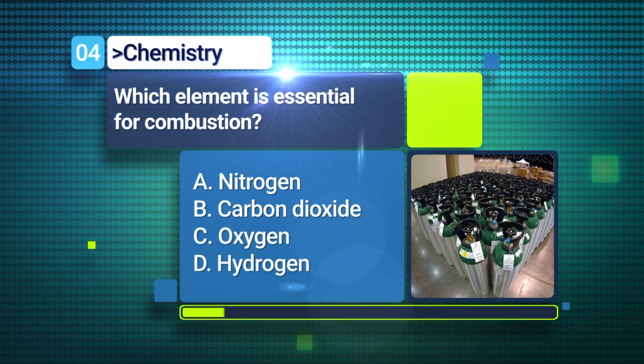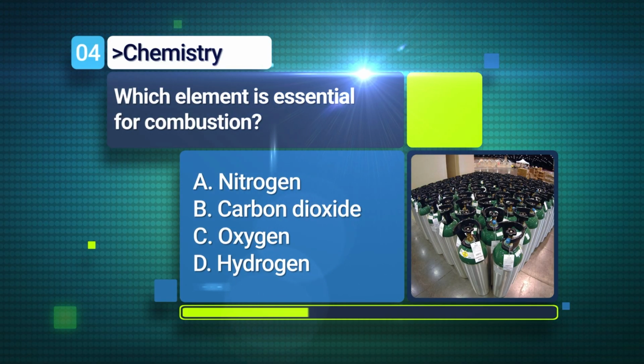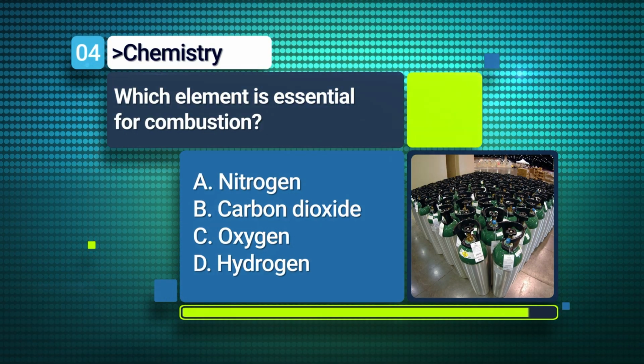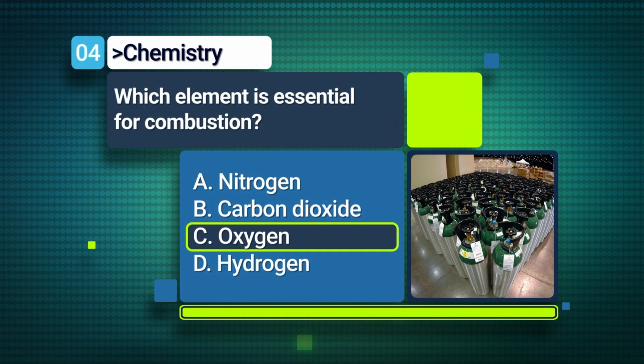Question 4. Which element is essential for combustion? A. Nitrogen. B. Carbon dioxide. C. Oxygen. D. Hydrogen. Answer: C.